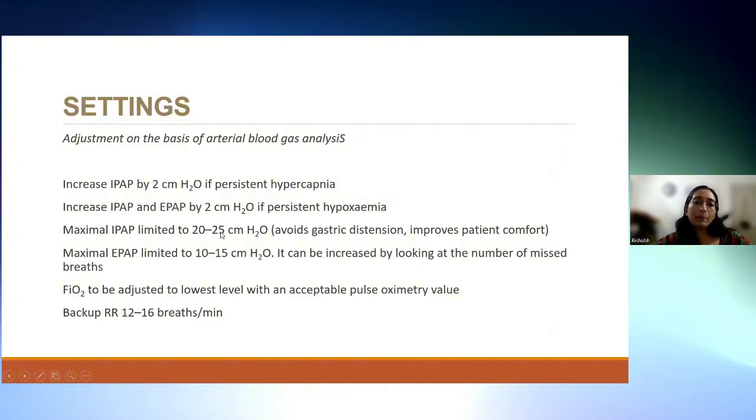The maximum that IPAP should reach is about 20 to 25 centimeters. Otherwise, it will go above the esophageal opening pressure, and there can be gastric distension and patient discomfort. EPAP is mostly 8 to 10 maximum, very rarely we can go up to 15, but it can also be increased according to the number of missed breaths. The FiO2 has to be adjusted so that you get an acceptable pulse oximetry value, and a backup rate has to be set at 12 to 16 breaths per minute.